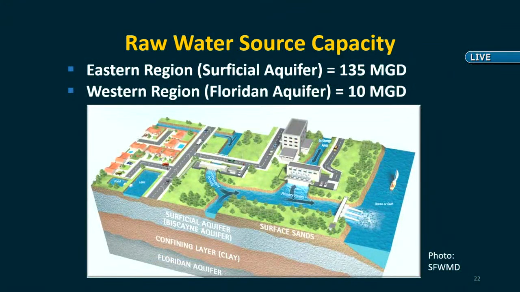And so our raw water source capacity on the eastern region, we do have our superficial aquifer, which is about 100 feet deep. We have our 100 wells, and it's 135 million gallons per day. On the western region, we go down about 1,400 feet to our Floridan aquifer, a little saltier water. We have reverse osmosis treatment for that, and we have about a 10 MGD capacity for that.